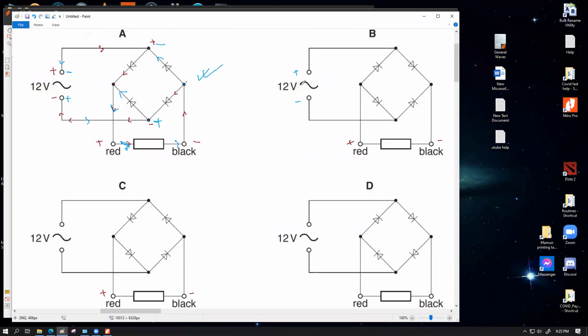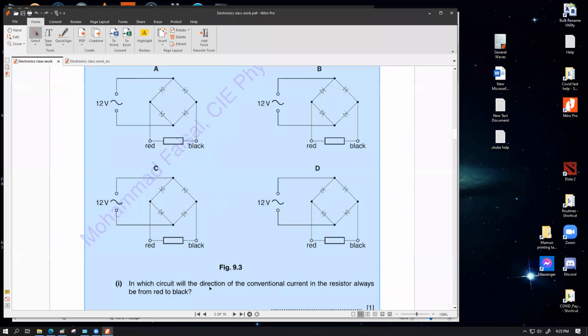Sir, I didn't understand why you put positive and negative at this red and black. Because the question told us to find out the circuit in which the direction of the conventional current in the resistor is always from red to black. We want to find the circuit in which the current should flow from red to black, which means red has to be the high voltage side and black has to be the low voltage side. That's why I did that. I understand, sir.